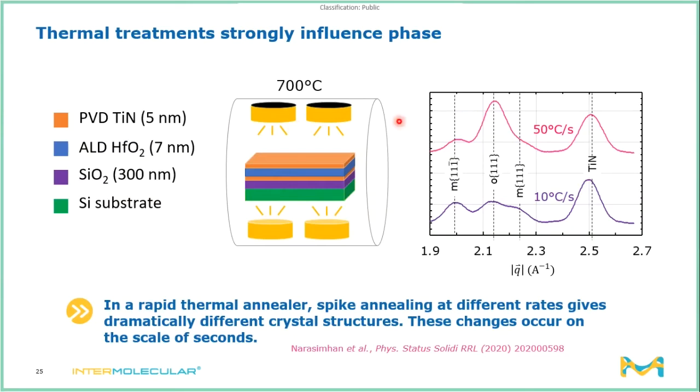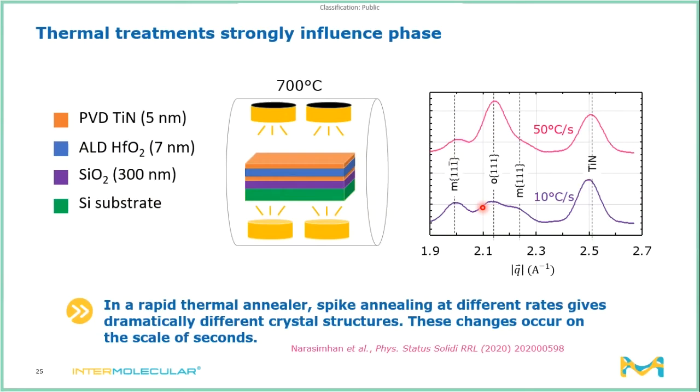What we observe is when we heat the film rapidly at a 50 degrees Celsius per second ramp rate, we get a really nice strong orthorhombic ferroelectric peak in the system. However, when we heat the film at a much slower rate, say 10 degrees Celsius per second, the orthorhombic peak is much more muted.